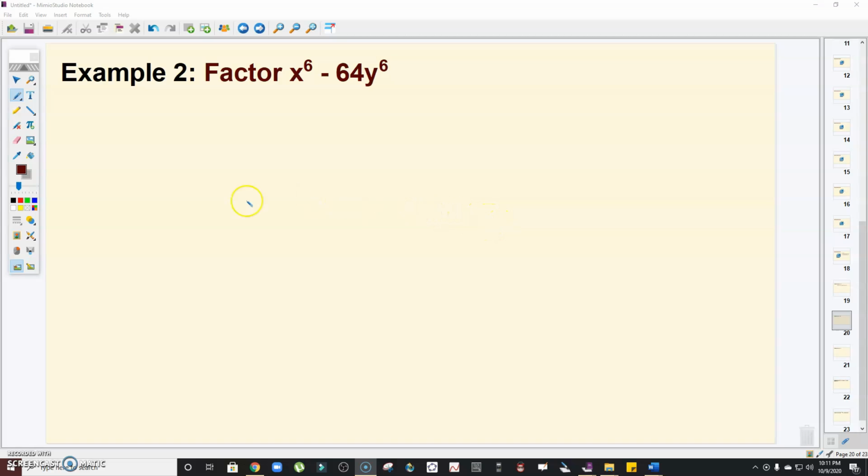Problem number 2. Factor x to the 6 minus 64y to the 6. Like what we did in problem number 1, take note, the difference of two cubes is the product of a binomial and the trinomial. First, let's get the binomial. To get the first term of the binomial, get the cube root of x to the 6, and that's x squared. Now, to get the second term of the binomial, get the cube root of this one. The cube root of 64 is 4. The cube root of y to the 6 is y squared. There you go. See that?